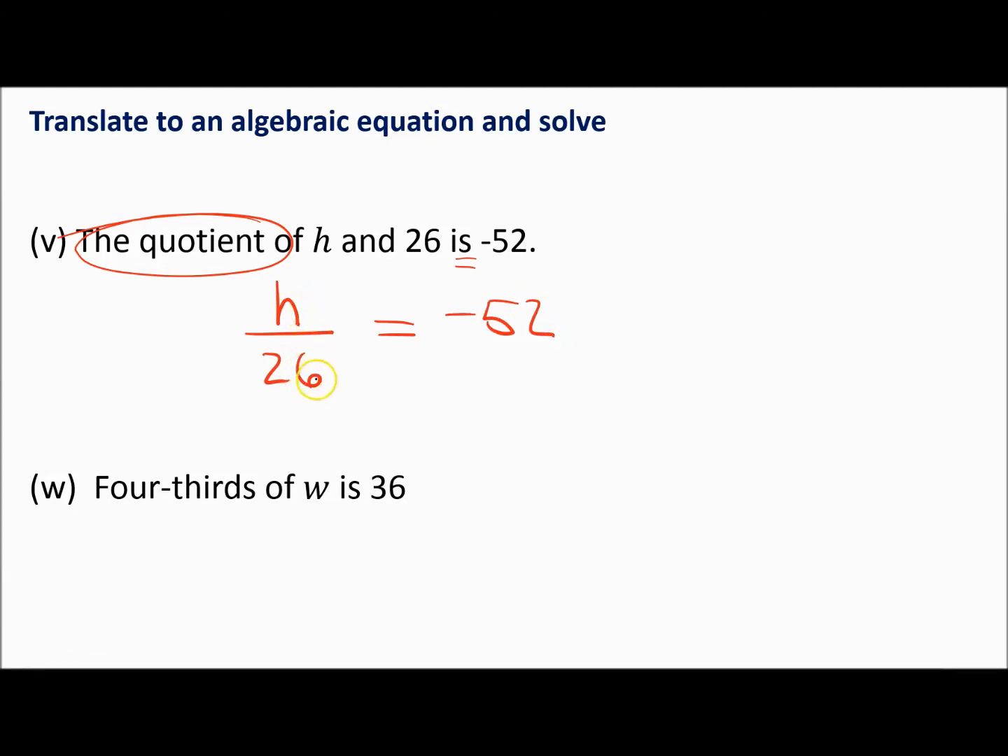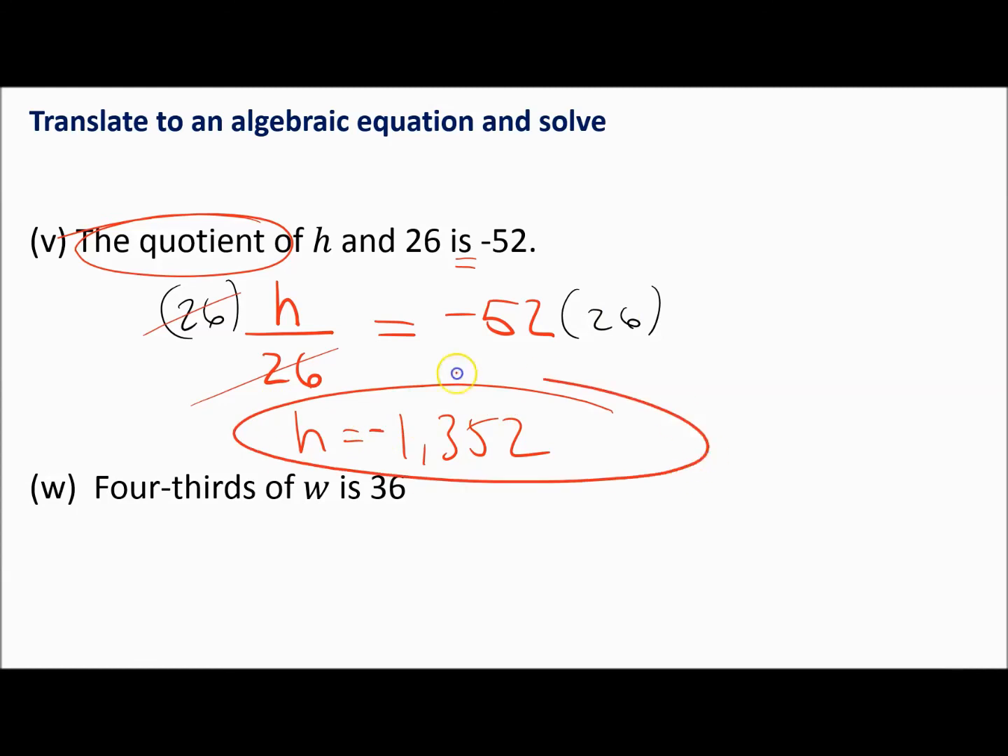Now I just need to solve it. So if we're dividing by 26, and I need to get rid of dividing by 26, what do I do? I multiply by 26 on both sides. It's going to be a big answer. So those cancel, so I have h is equal to, and on the right I need to multiply 52 times 26, and I get 1,352 is my answer. Is that right? Am I leaving off anything? What's a negative times a positive? It's a negative, yes. And you could check it by just saying negative 1,352 divided by 26. Is that really equal to negative 52? And it is.